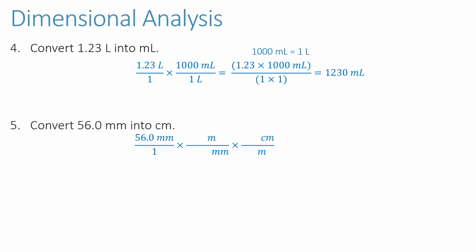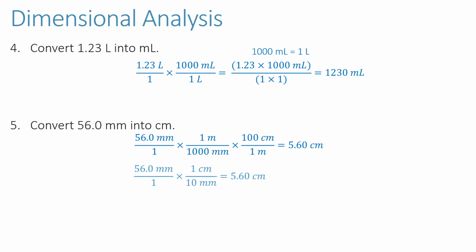So we can solve this just by knowing our metric prefixes here. So milli means 1,000 times smaller. So there are 1,000 millimeters in 1 meter. Centi means 100 times smaller, like a century means 100 years. So 1 meter then is 100 centimeters. So when I solve this, my answer here is going to be 5.6 centimeters.